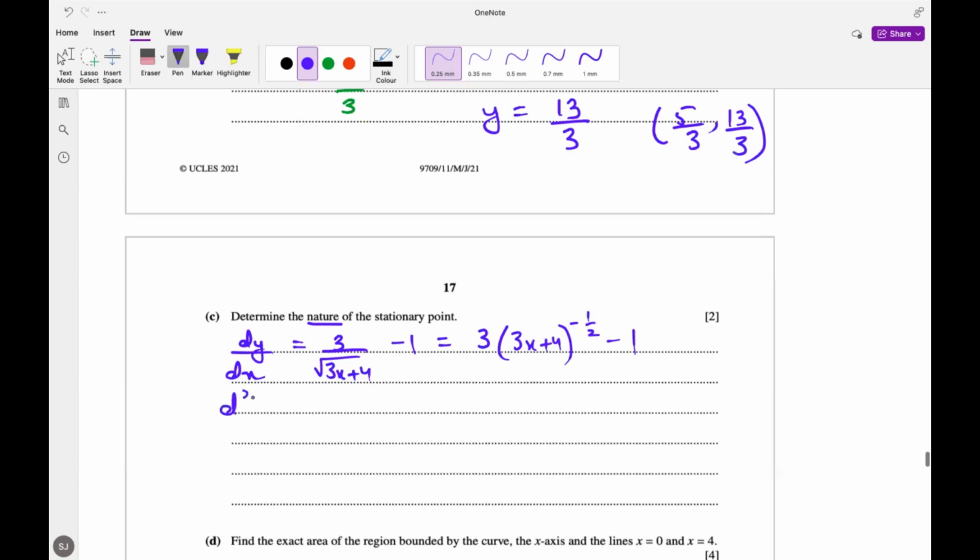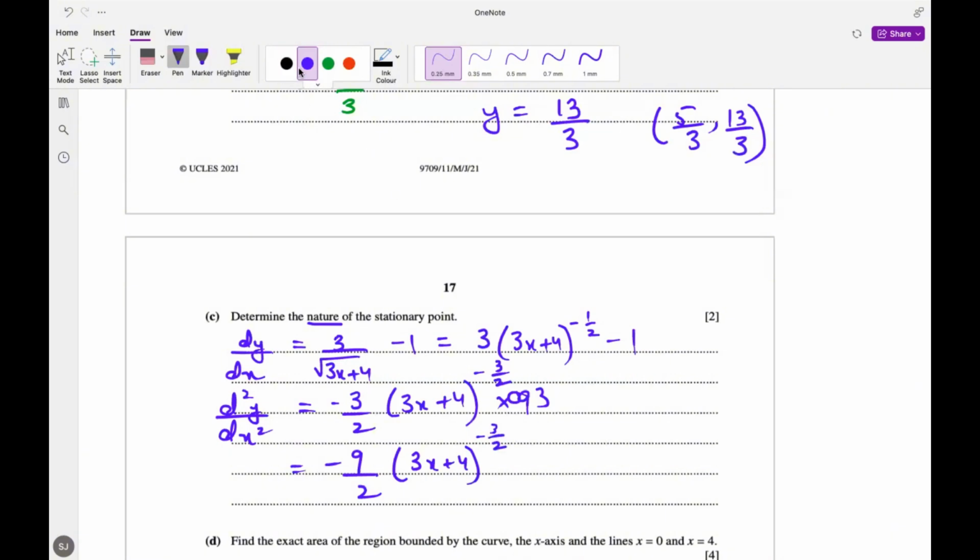Now differentiating this again, we'll get d²y/dx² equals minus 1 upon 2 into 3, which is minus 3 upon 2, into (3x plus 4) to the power of 1 upon 2 minus 1, which will become minus 3 upon 2. And this will multiply by the derivative of 3x plus 4, which is 3. So the final answer for the double derivative will be minus 3 into 3, which is minus 9 upon 2, into (3x plus 4) to the power minus 3 upon 2.